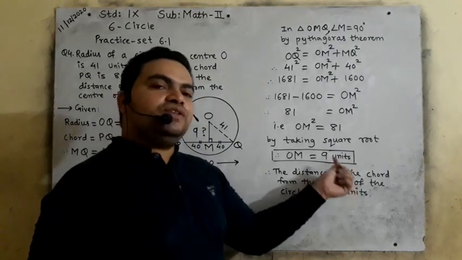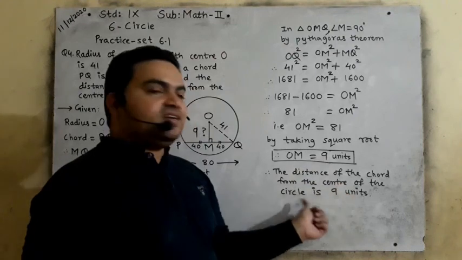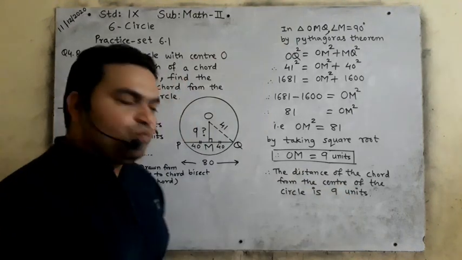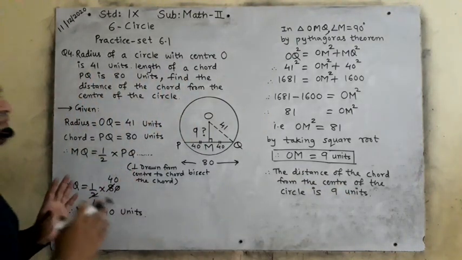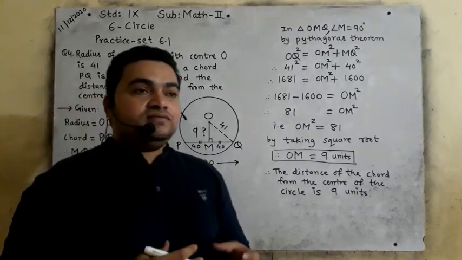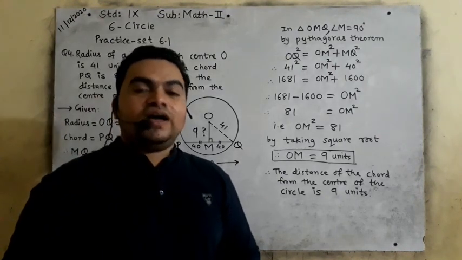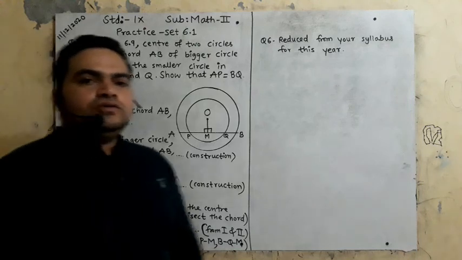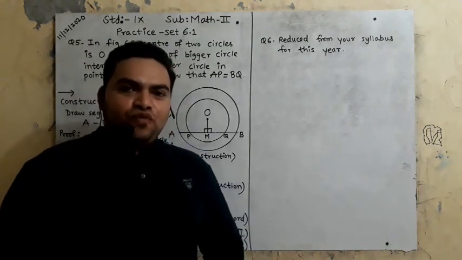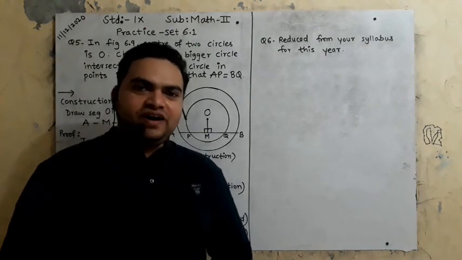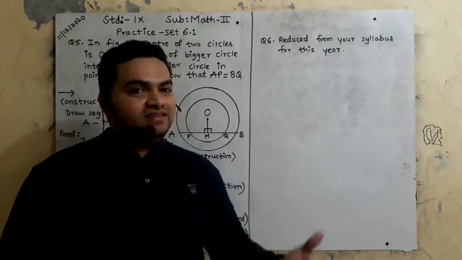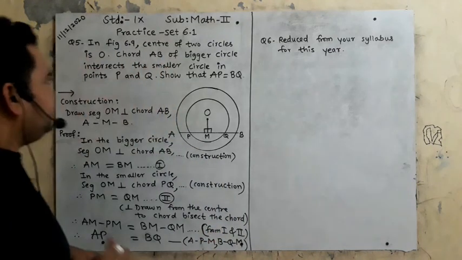Therefore the distance of the chord from the center of the circle is 9 units. I hope you understood how to solve this. Very much easy and very much interesting to solve this. So my dear students, after question number 4, we will see question number 5. It is also exactly like that, but very much interesting. Please look at the board.